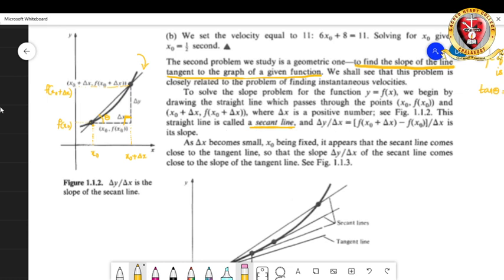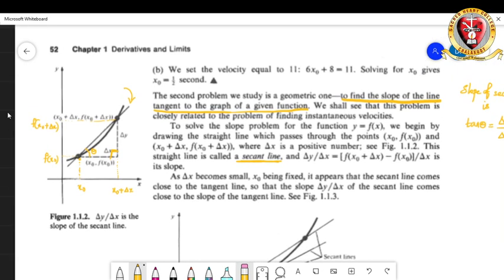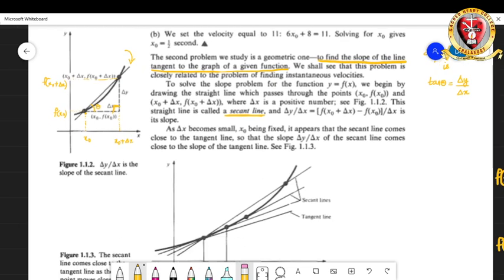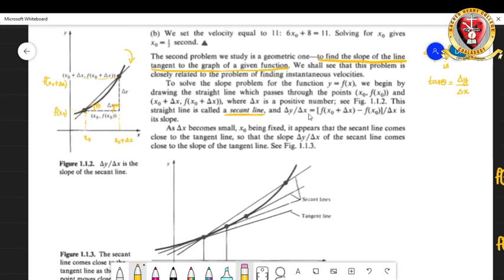So the slope of the secant line is nothing but tan theta, which is equal to delta y by delta x. So here delta y by delta x is equal to, we know what delta y is, f of x naught plus delta x minus f of x naught, divided by delta x. So that is the slope of the secant line which we defined now. So remember what a secant line is, how we defined it.